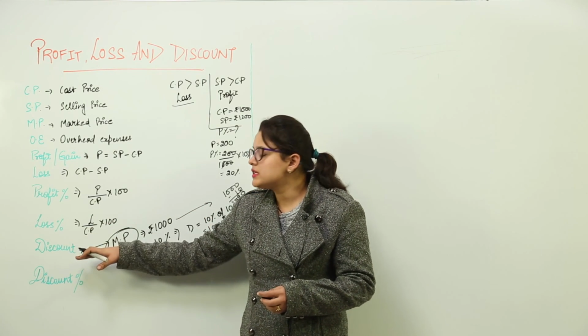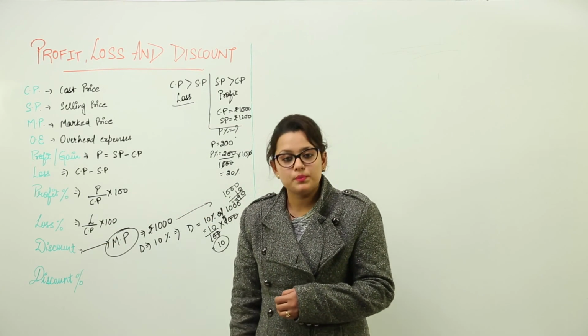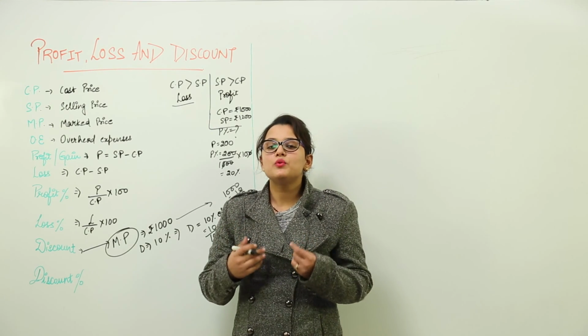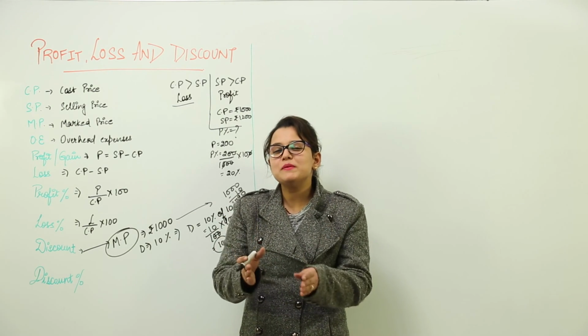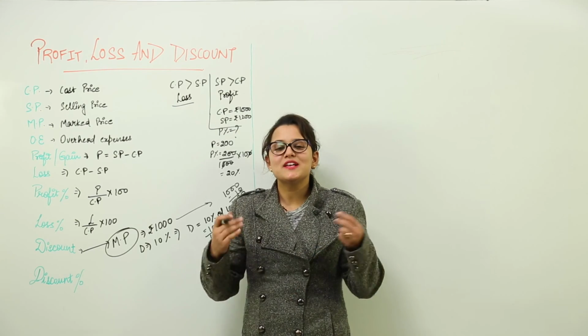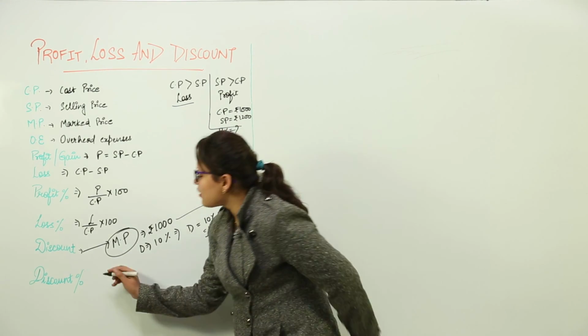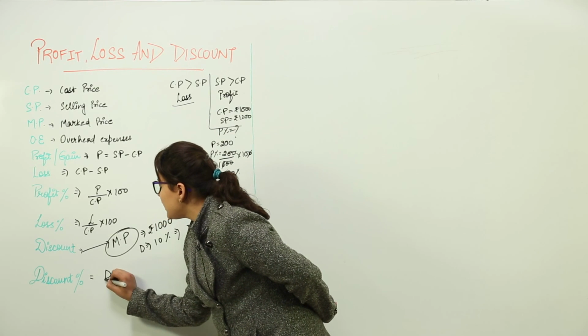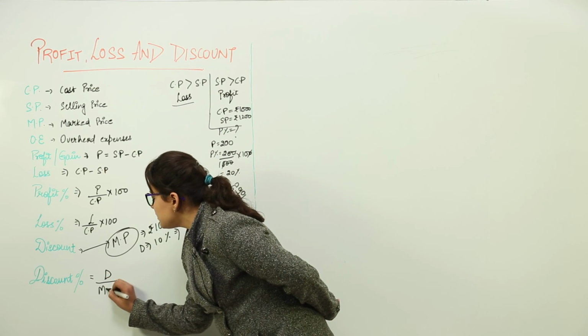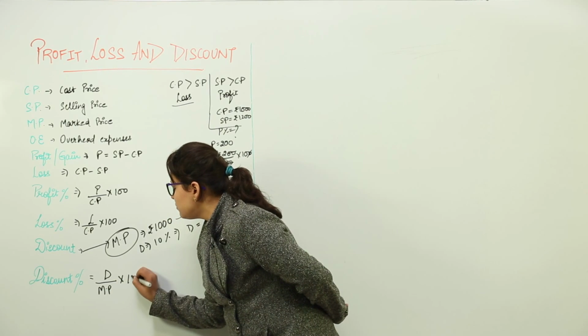Now if you know the discount, how will you calculate the discount percentage? Because in this case you might be the shopkeeper. So as a shopkeeper, how will you calculate the discount percentage? Discount percentage is calculated by writing discount upon the marked price of the product into 100.